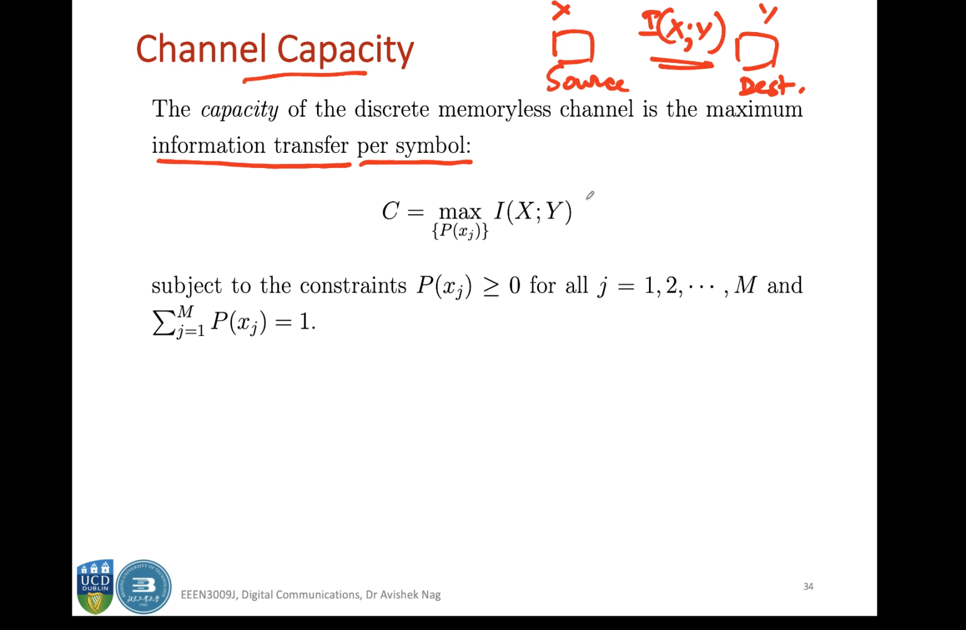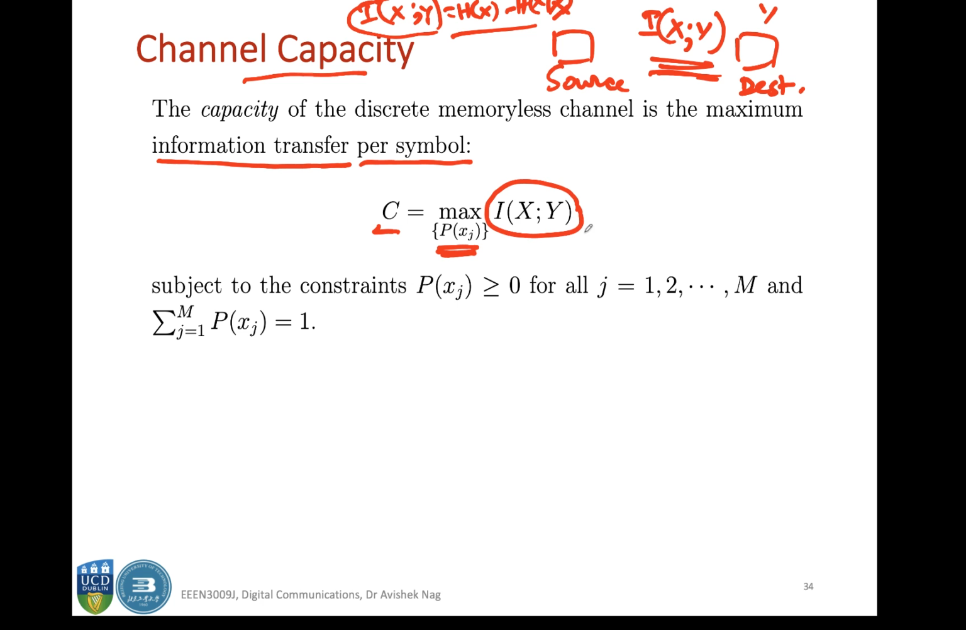The capacity of the discrete memoryless channel is the maximum information transfer per symbol. In mathematical terms, whatever I of x, y, the mutual information that you have, which is given by the entropy of the source minus the equivocation term, if you maximize this quantity over all the input probabilities, then you get the channel capacity. This is important and interesting also.